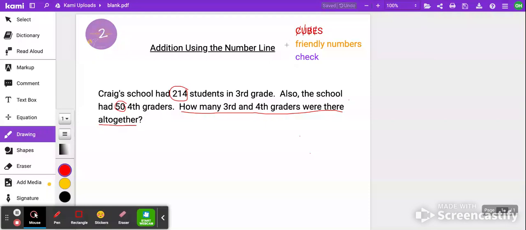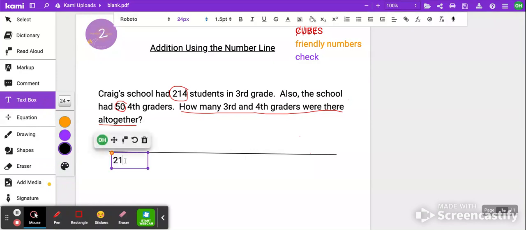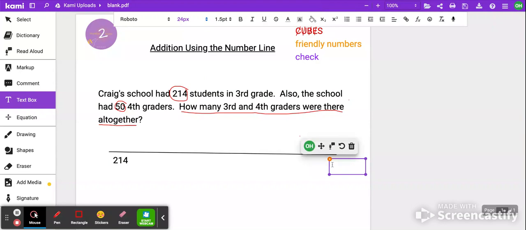The next thing we're going to do is get our friendly numbers so that we can add on the number line. So let's go ahead and draw a number line here. Okay, and since we know that Craig had 214 students, we're going to put 214 at the beginning of our number line. Now, we don't know how many third and fourth graders there are altogether, so I'm simply going to put a question mark here because that's really what I am trying to figure out.